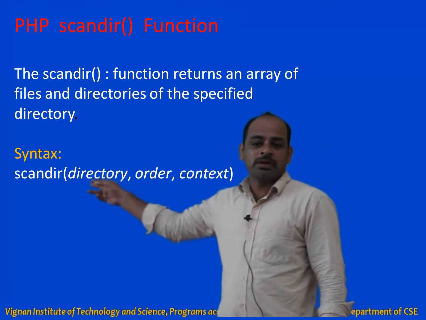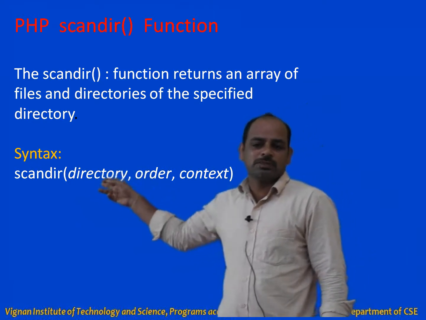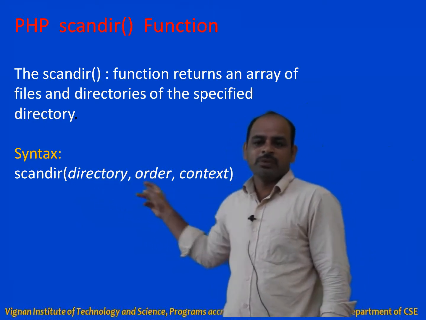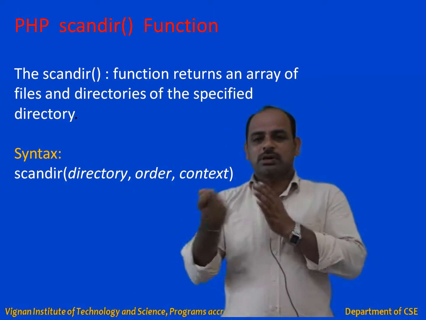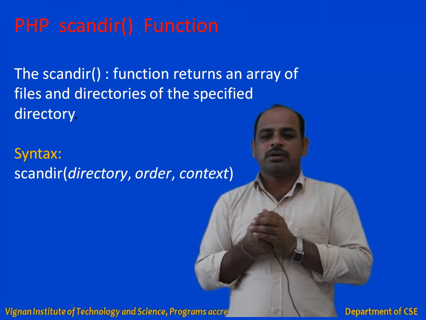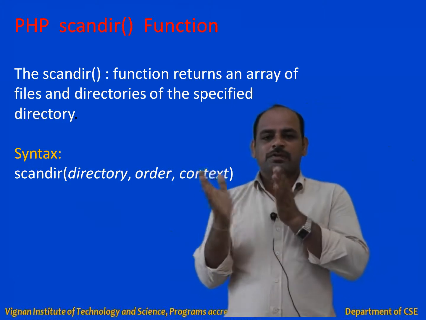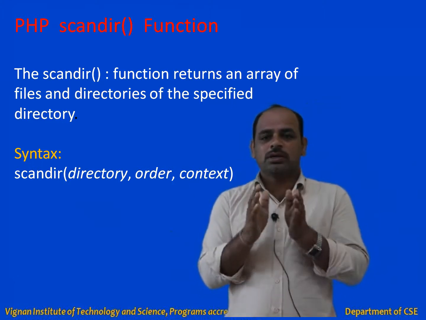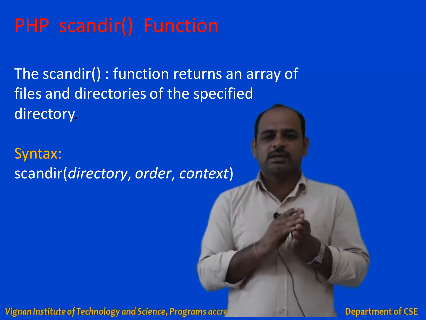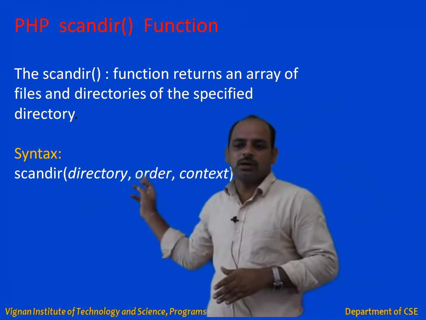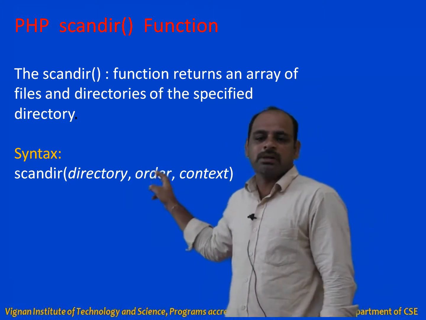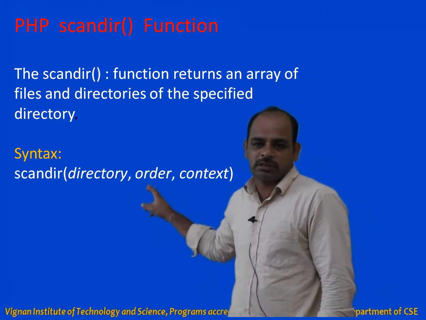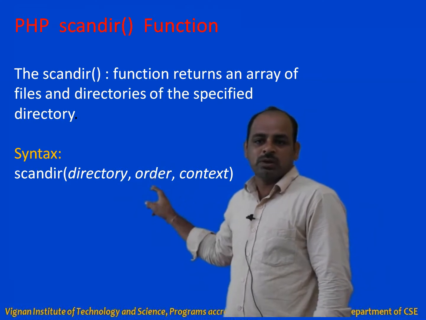And the name of the directory you have to specify here, or you can also specify the path to the directory. Next, order specifies, once you start reading the content of the directory, if you want to sort either in ascending or descending order, then you have to use the order parameter. It is an optional parameter, not a mandatory parameter. By default, it will sort in ascending order. So its value can be 0 or 1 here.